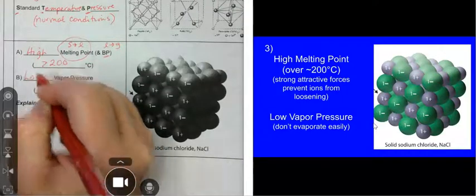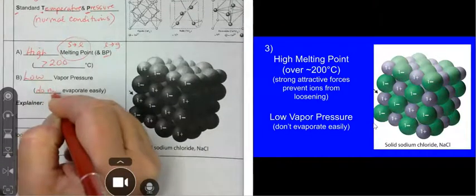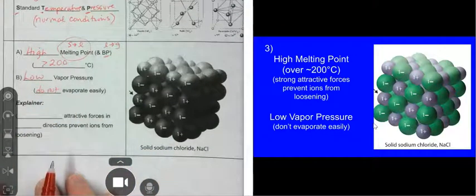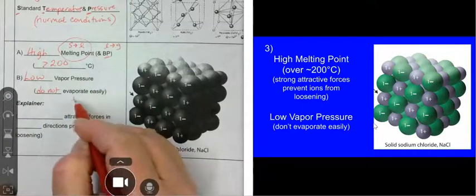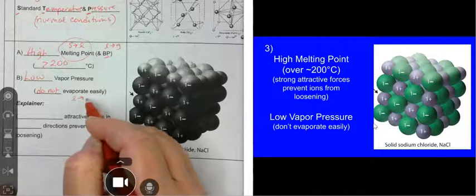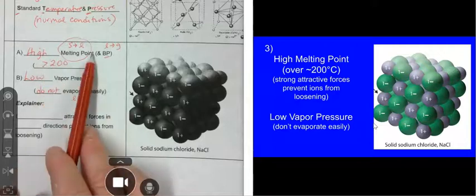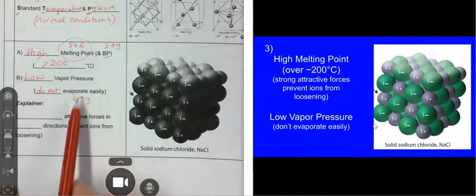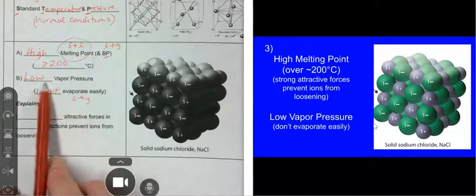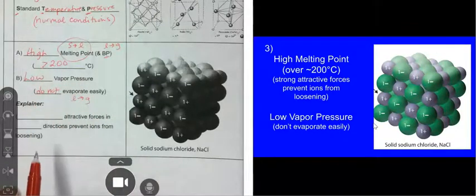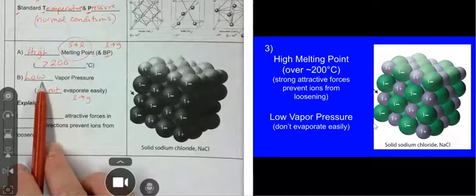We also say that ionic compounds have a low vapor pressure, which means that they do not evaporate easily. Evaporate, of course, means going from a liquid to a gas. They're not going to evaporate easily because if it takes a lot of energy just to turn them into the liquid phase, it's going to take a lot of energy to turn them into the gas phase. That's not as commonly talked about because, again, ionic compounds are solid at room temperature.